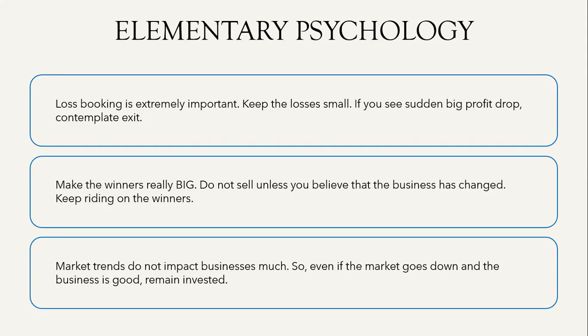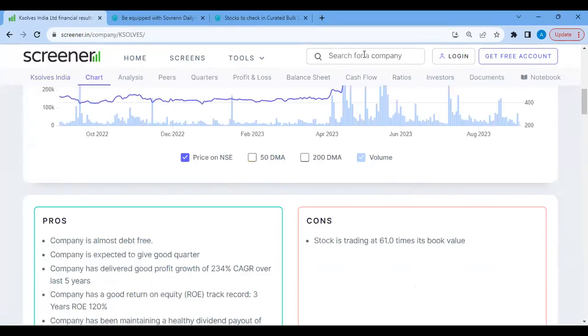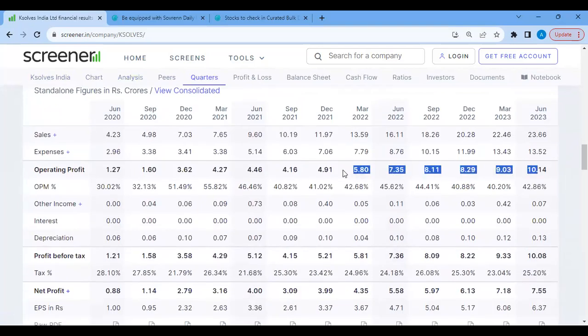Rakesh Jhunjhunwala never did profit booking in Titan. You can have a stock which never reduced profits. Keep riding. Always keep riding if your stock is posting good numbers. Okay. For example, let me show you this company. You can see this company never posted bad numbers.